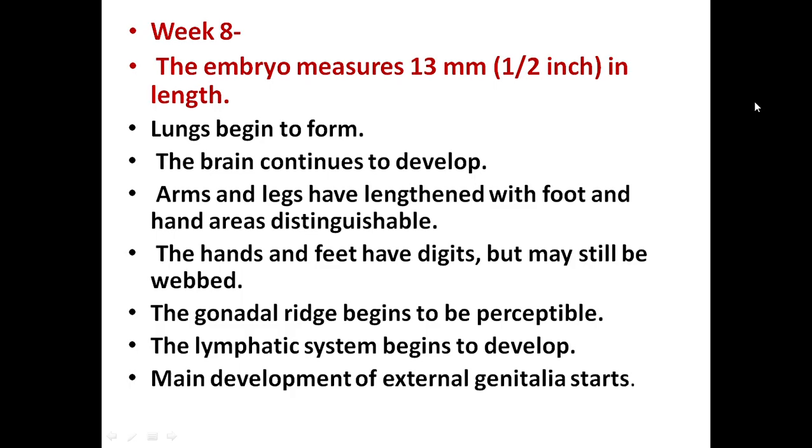And next, week 8, the embryo measures 13 mm, the lungs begin to form and the brain continues to develop. Arms and legs have lengthened with the foot and hand areas distinguishable, and the hands and feet have digits but may still be webbed. The gonadal ridge begins to be perceptible and the lymphatic system begins to develop. Main development of external genitalia is started.